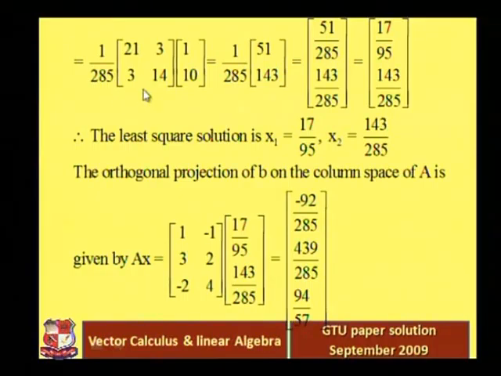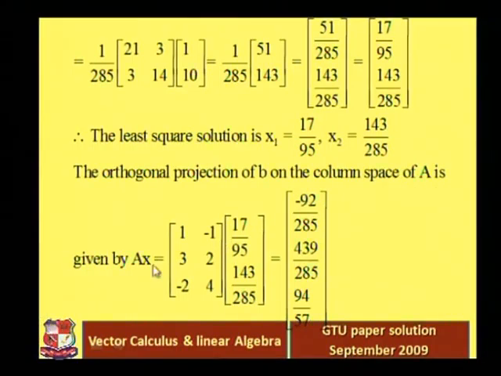Okay, that is equal to 1 upon 285. Then multiplication of these two matrices, that is 51 143, and finally you will get 17 by 95 and 143 by 285, right? So the least square solution is x1 is equal to 17 by 95 and x2 is equal to 143 by 285. Also we have to find the orthogonal projection of B on the column space of A.